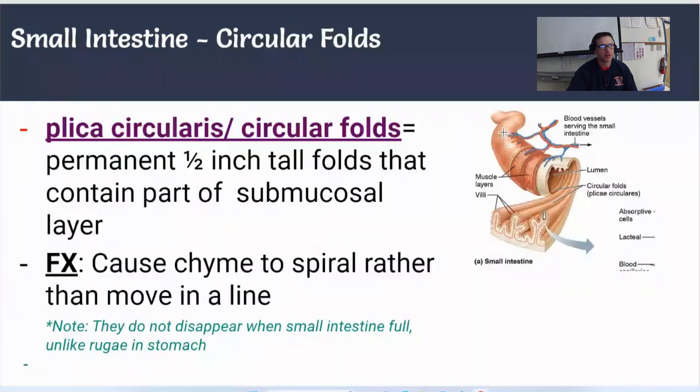All right, I guess I shouldn't have talked about the circular folds, the plica circularis, because I didn't know it was coming on the next slide.